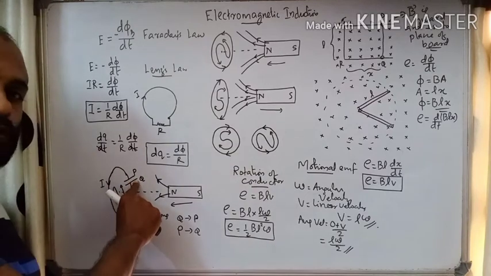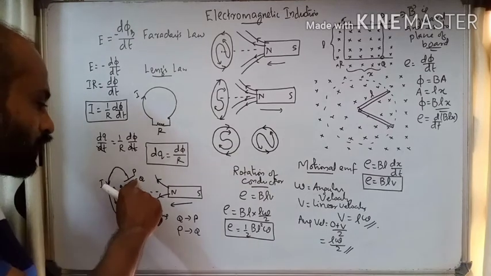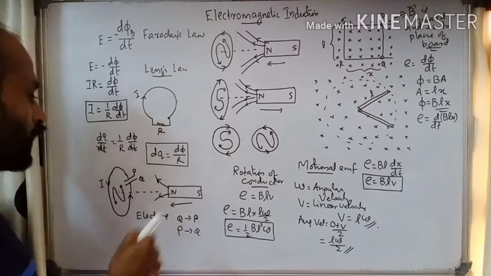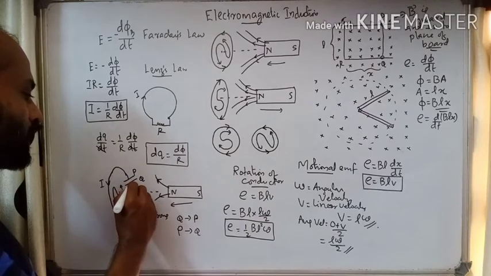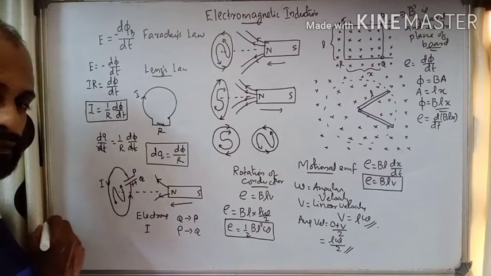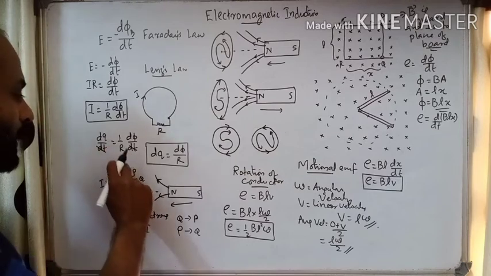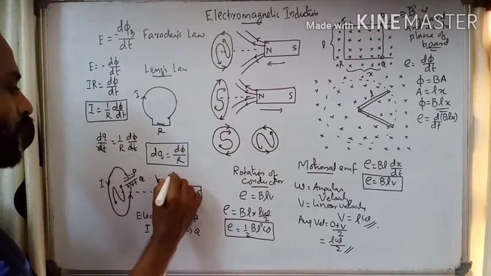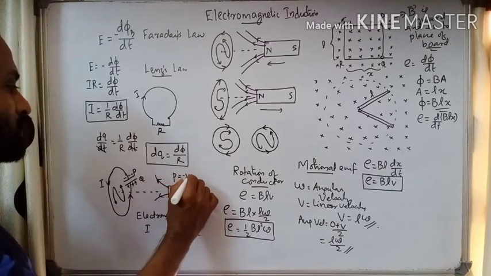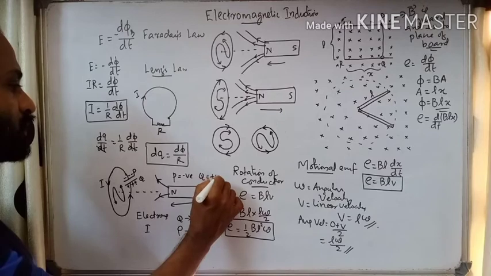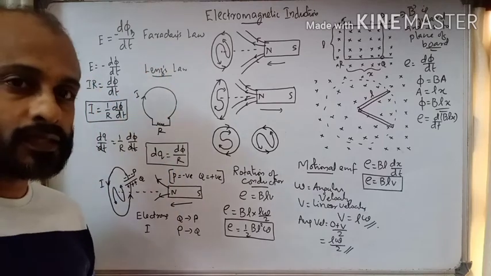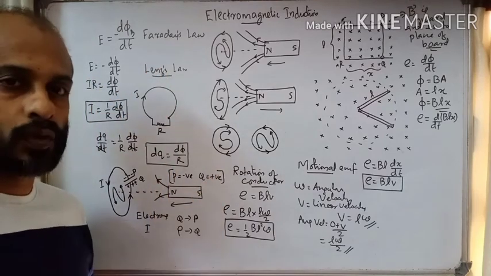For the metal plate Q, the electrons are flowing from Q to P, so Q will lose a few electrons. Since it is losing electrons, it will be positively charged. These electrons accumulate on plate P, so P will be negatively charged. So the polarity is: P negatively charged and Q positively charged. This we can easily explain with the help of Lenz's law.